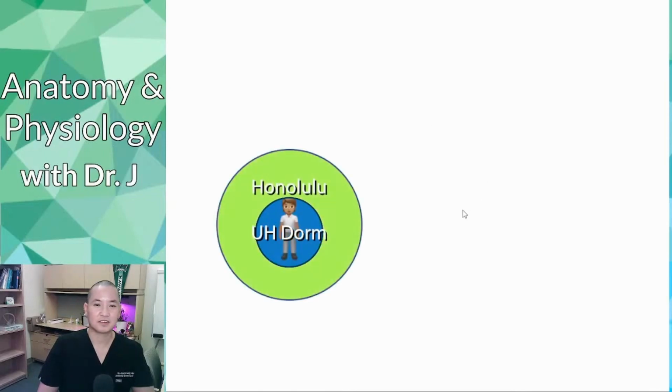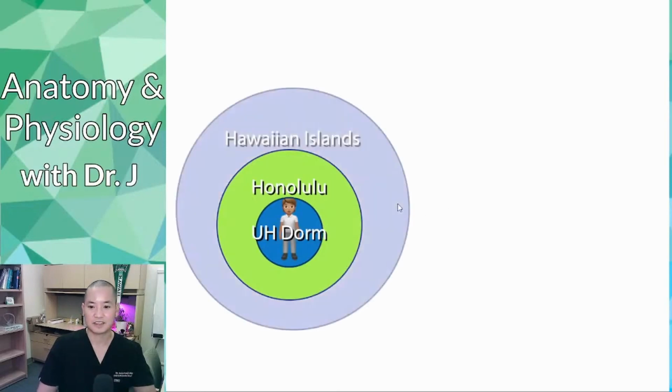So let's use a little analogy. If you're on campus, where are you? Well, you might be in a UH dorm. And if you're in the UH dorm, are you just in the dorm? Are you also in the greater Honolulu metropolitan area? Yes, you are. So you're in the dorm and you're in the greater Honolulu area, right? Are you in the Hawaiian Islands if you're in the UH dorm? Yes, you're in the UH dorm, you're in Honolulu, and you're also in the Hawaiian Islands.